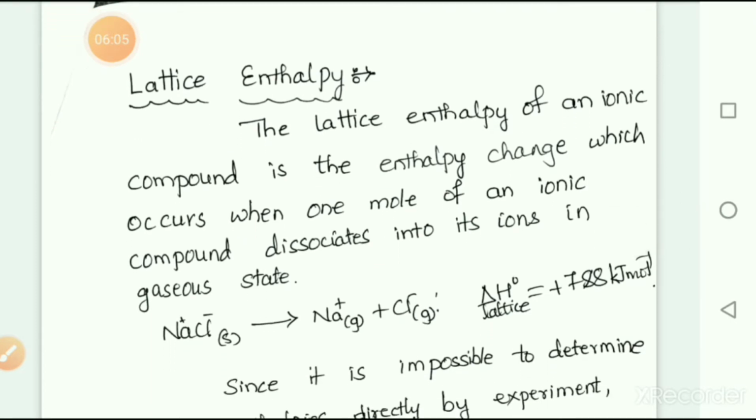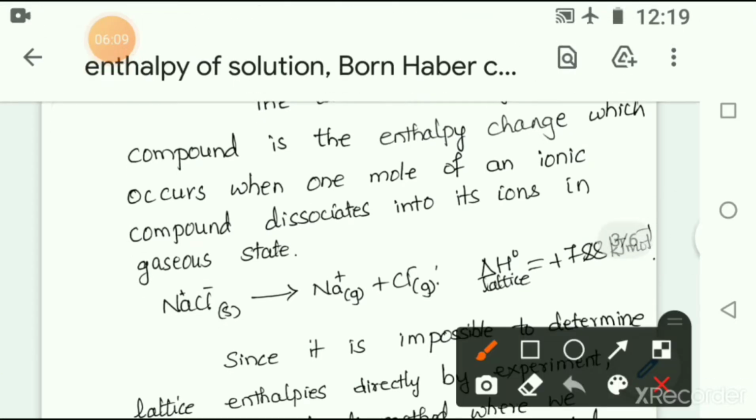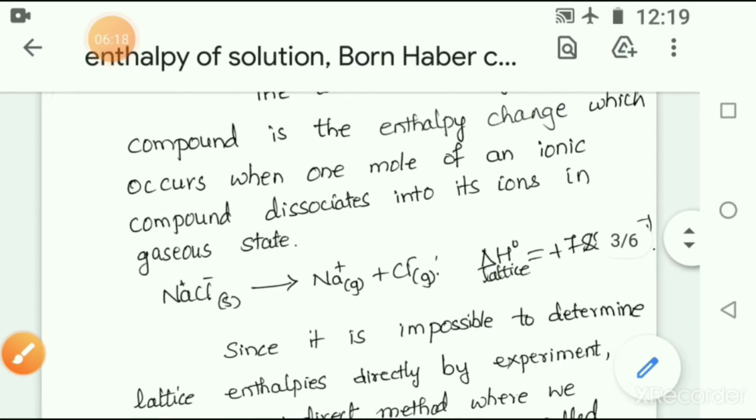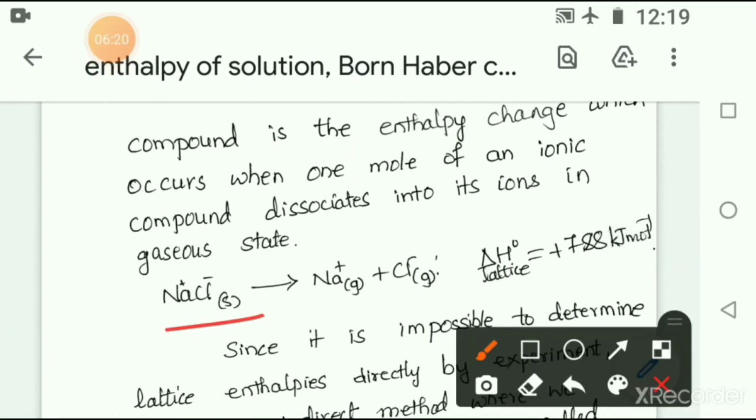Lattice enthalpy of an ionic compound is the enthalpy change which occurs when 1 mole of the ionic compound dissociates into ions in the gaseous state. For that I took an example, sodium chloride solid. It dissociates to give sodium ions and chloride ions.